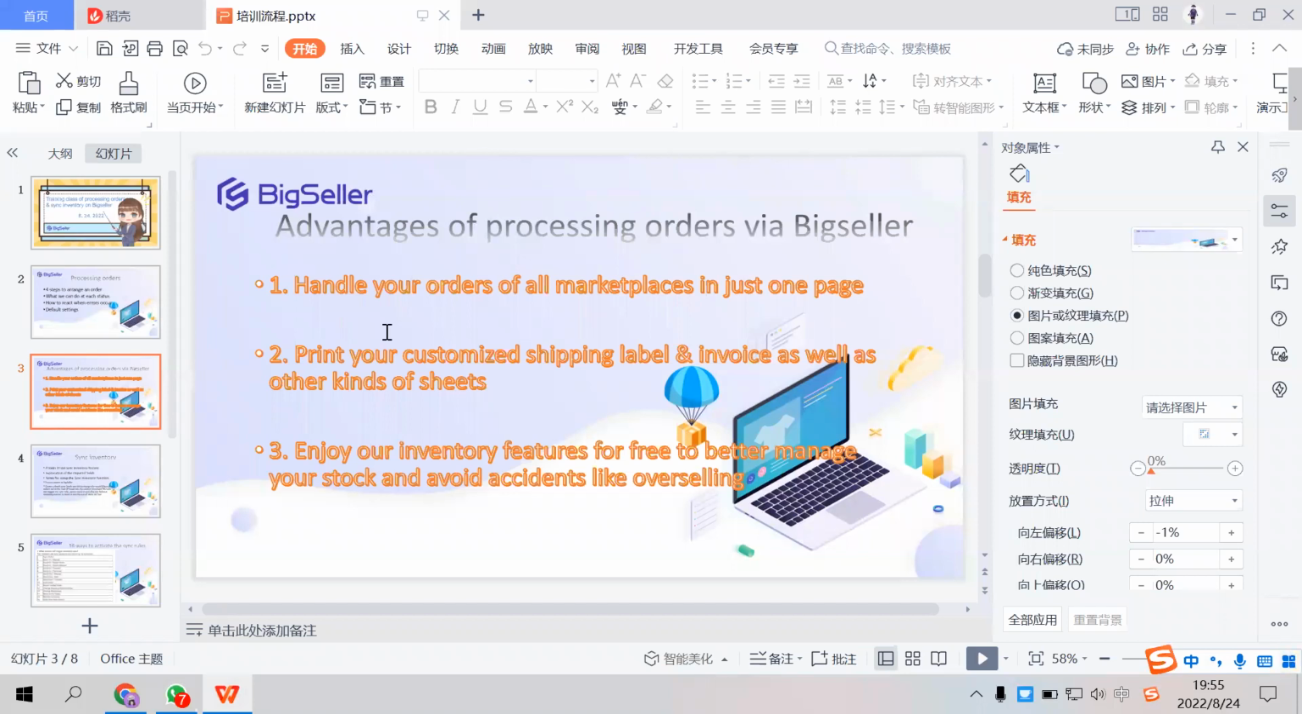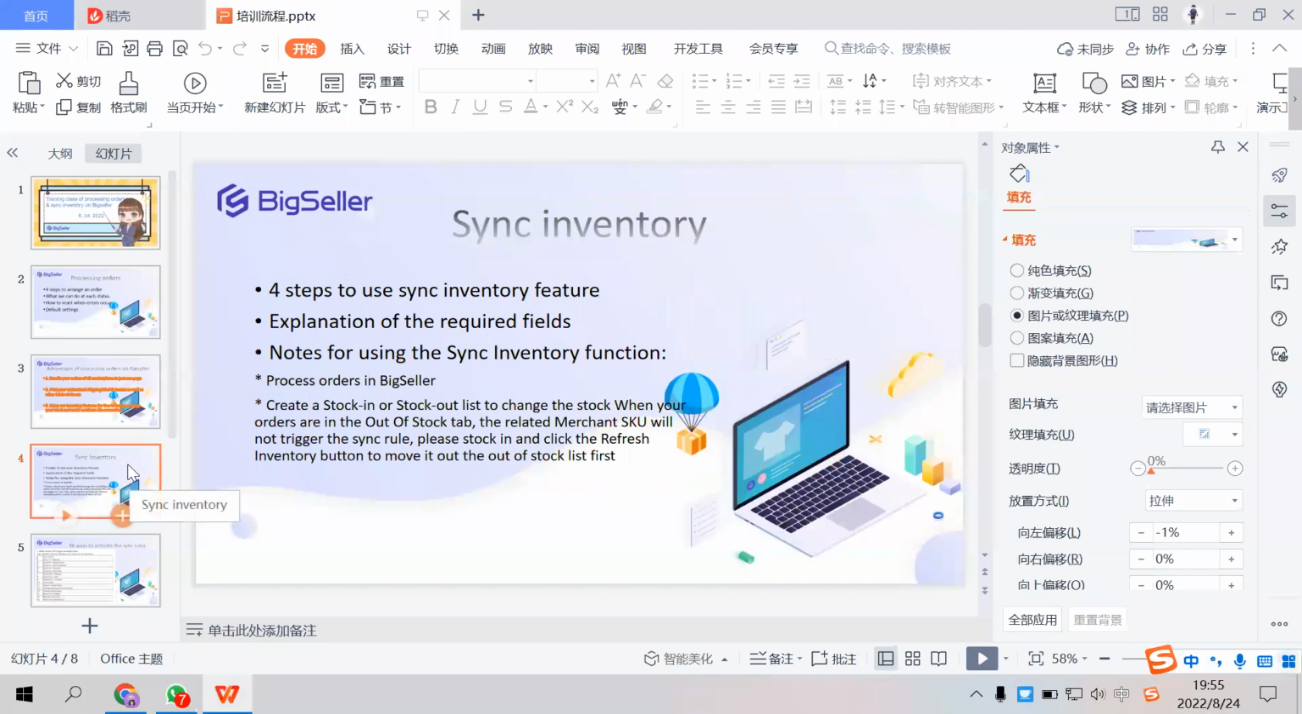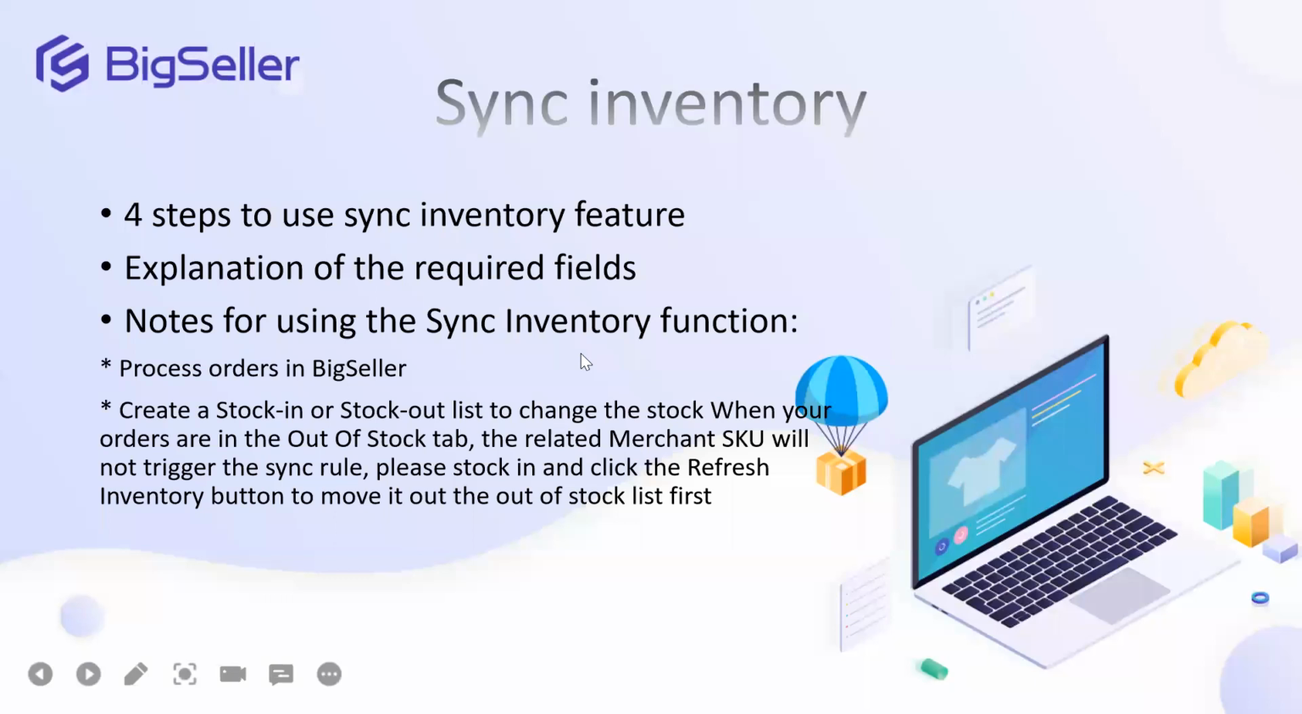Okay, this is the first part, processing orders. We should move forward to the second part, sync inventory. Also, we have 4 steps to use the sync inventory feature on Bigseller, and I'm going to explain some required fields, some required information, and notes for using the sync inventory function. The first one, process orders in Bigseller, like I said.